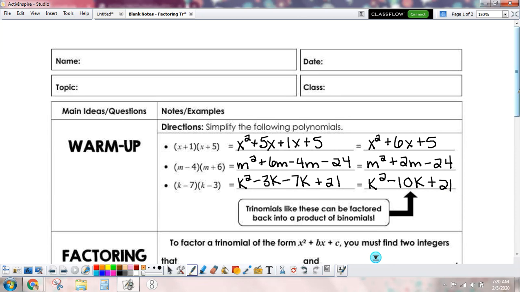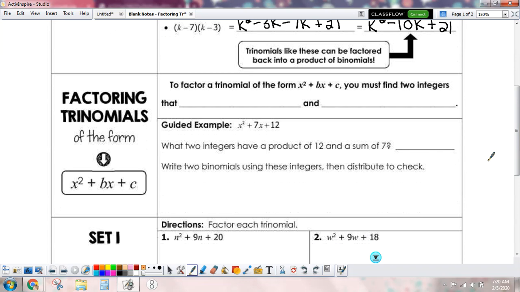So today we're going to be talking about factoring trinomials. And to factor a trinomial in the form x squared plus bx plus c, which is what we have from our warm-up, you must find two integers that add to b, so the term with just the x, and multiply to get that c term. Okay, so you're looking for what numbers can multiply together to get the last term, but add together to get that middle term.